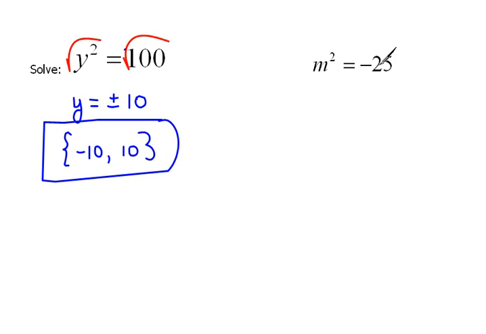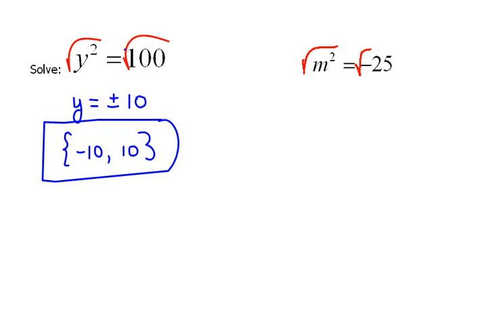Okay, what about something like this? Here we have m squared equals negative 25. Now before, when we were working these problems, we said we can't do that because you can't square something and get a negative number. But now we've been introduced to imaginaries and complex numbers, and so we know now that we can do it, not in the real number system, but in the complex number system.